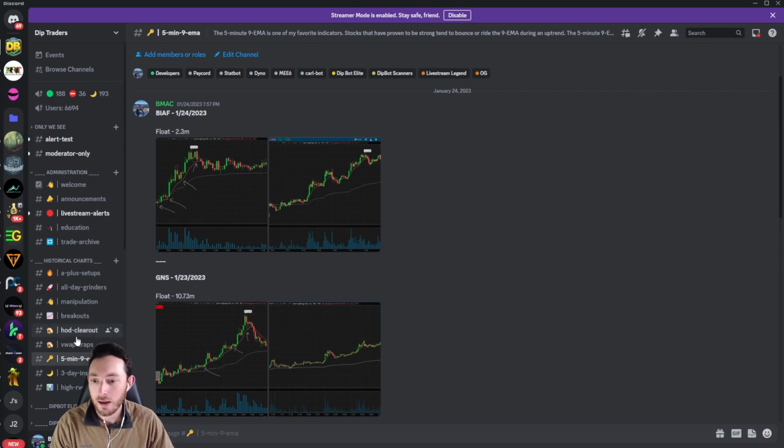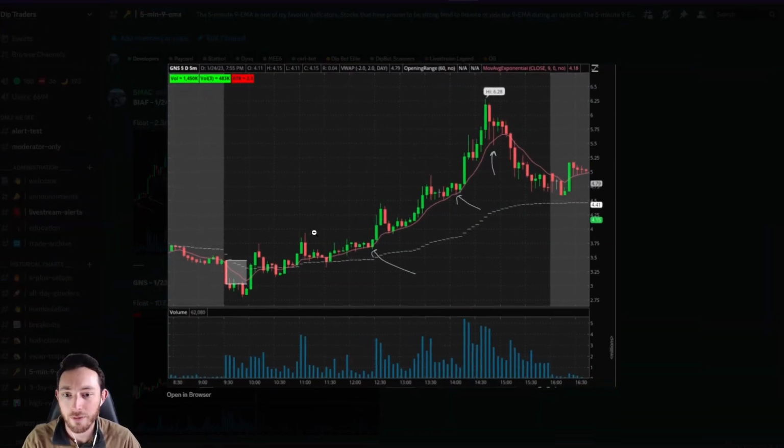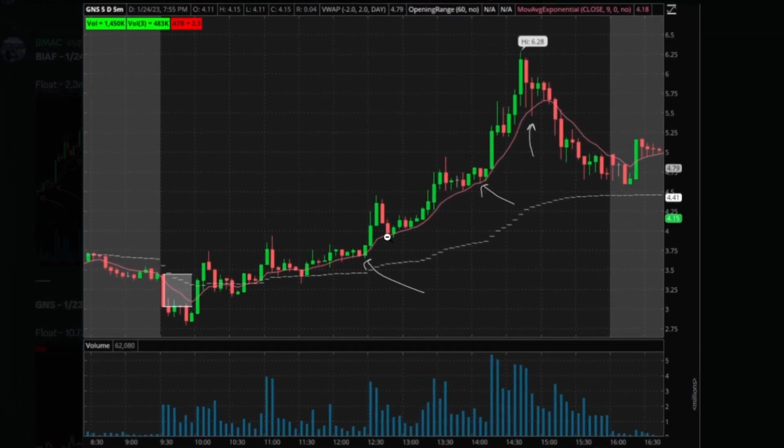This is a list of 5-minute 9 EMA runners. These are stocks that have followed the 9 EMA, touched off of it multiple times, and turned out to be really, really nice runs. This one was GNS. They put out some news that they were investigating the naked shorts, and this stock basically doubled that day. And it followed the 5-minute 9 EMA all the way up.